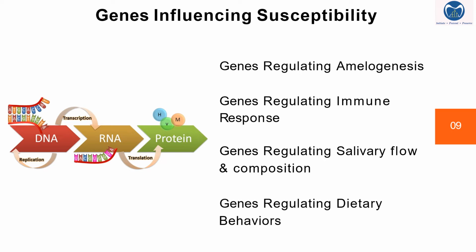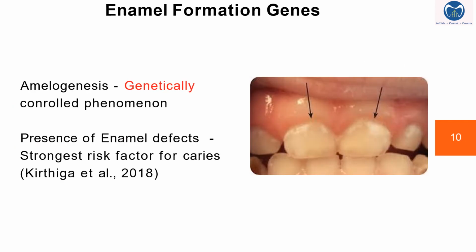The most common genes which are implicated in predisposition to dental caries include those regulating amelogenesis or enamel formation, the genes regulating the immune response and the salivary fluid composition, and those determining our diet preferences and behaviors. We all know that amelogenesis is a genetically controlled phenomenon, and a recent systematic review by Dr. Kritika et al. in the year 2018 has implicated the presence of enamel defects as the strongest risk factor in the causation of dental caries.